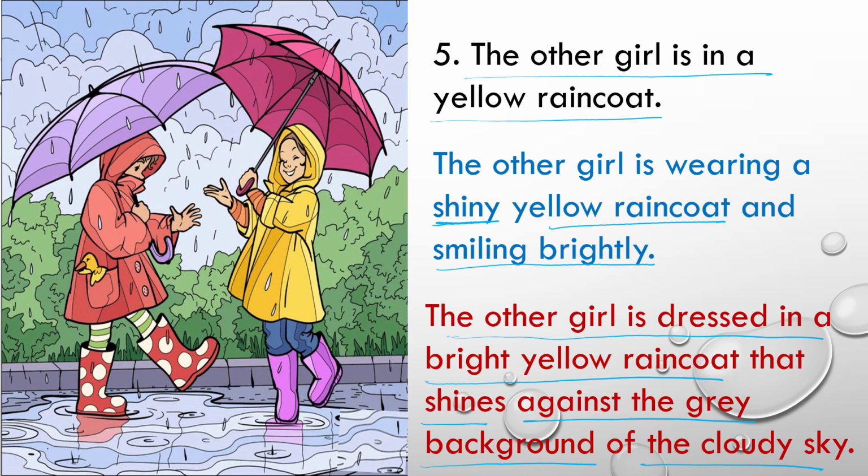That yellow raincoat shines against the gray background of the cloudy sky. So this way you can add sensory details. Or you can also write in the third sentence, she is smiling by walking through puddles and she looks happy, because by looking at the face, you can write this line also.